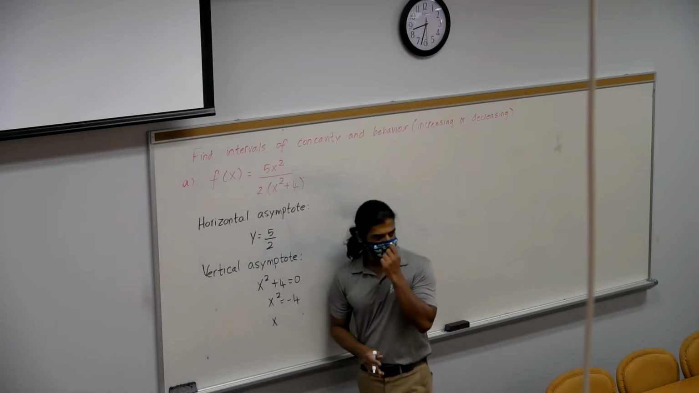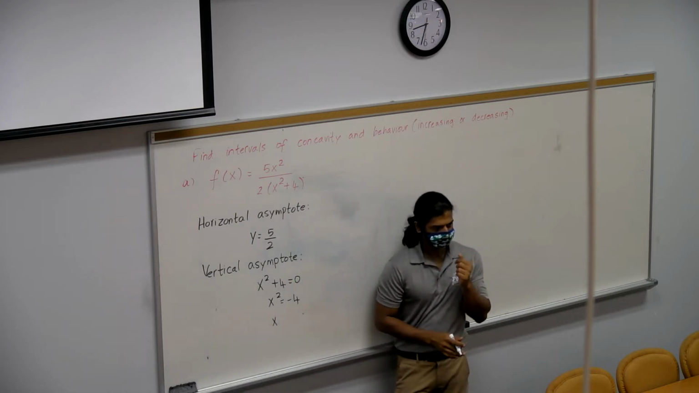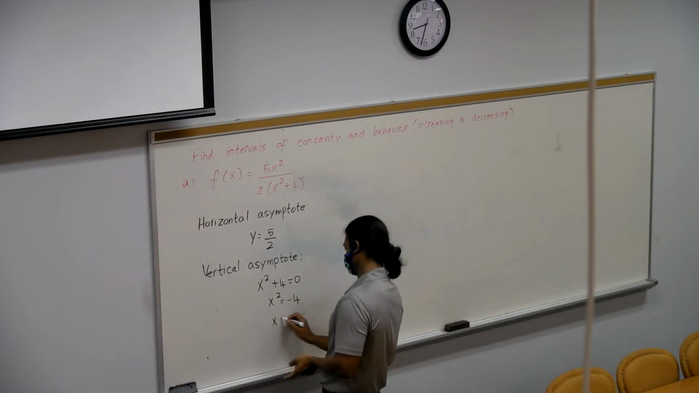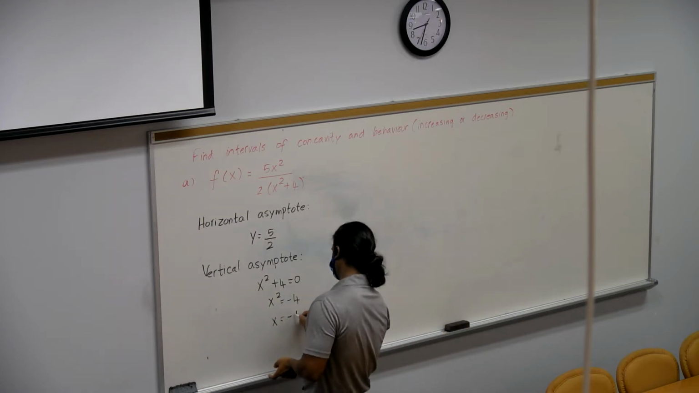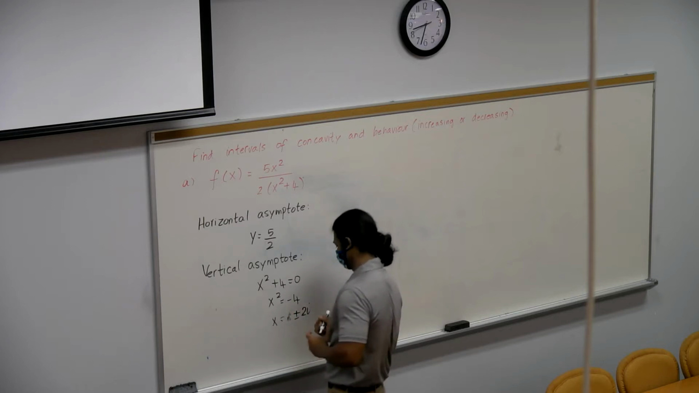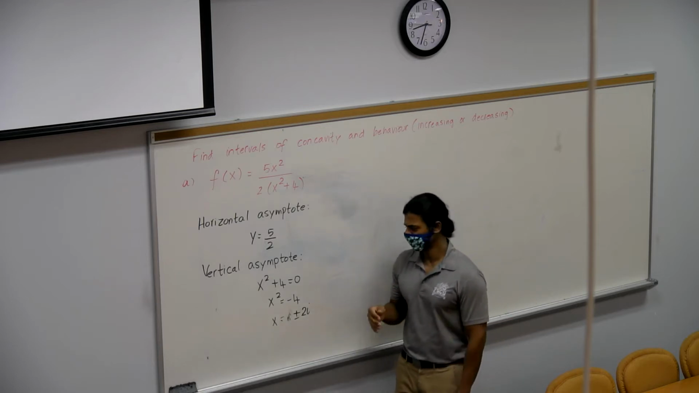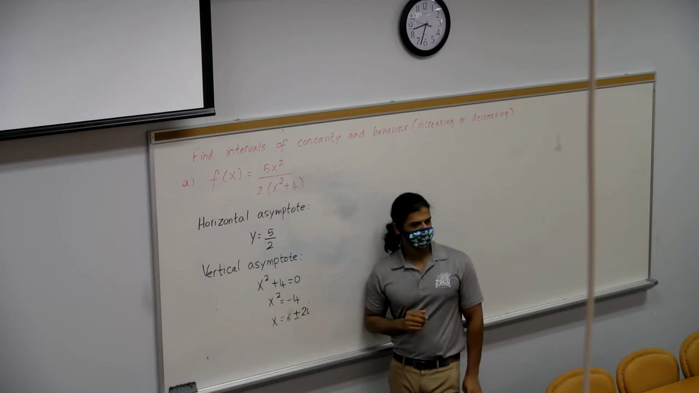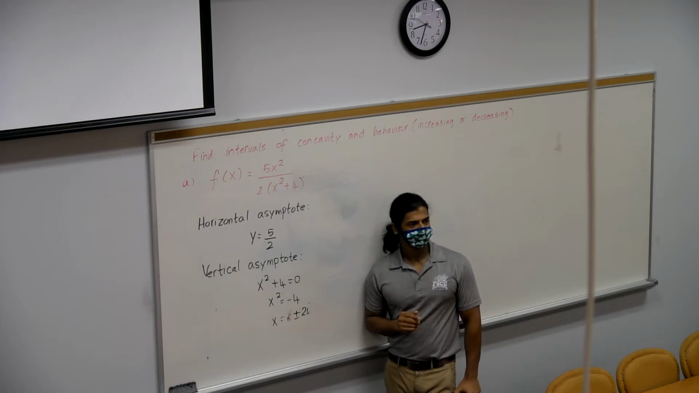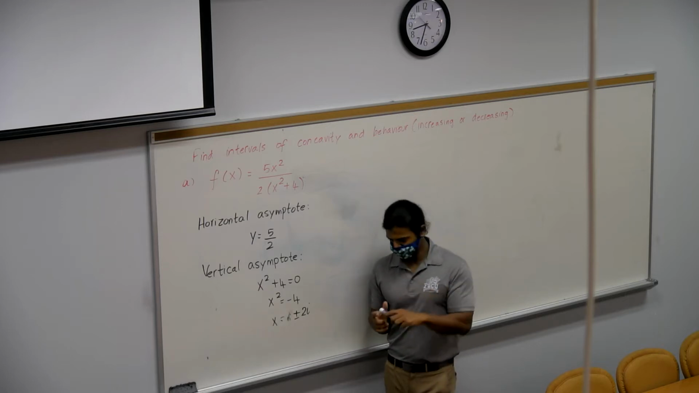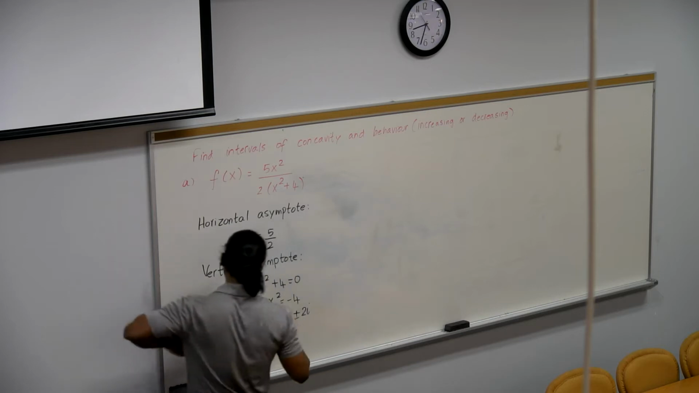What is the square root of negative 4? It's imaginary. We will get plus or minus, sorry, not negative, 2i. Right? It's a complex number. What does that tell us? There's no asymptote. There is no vertical asymptote.